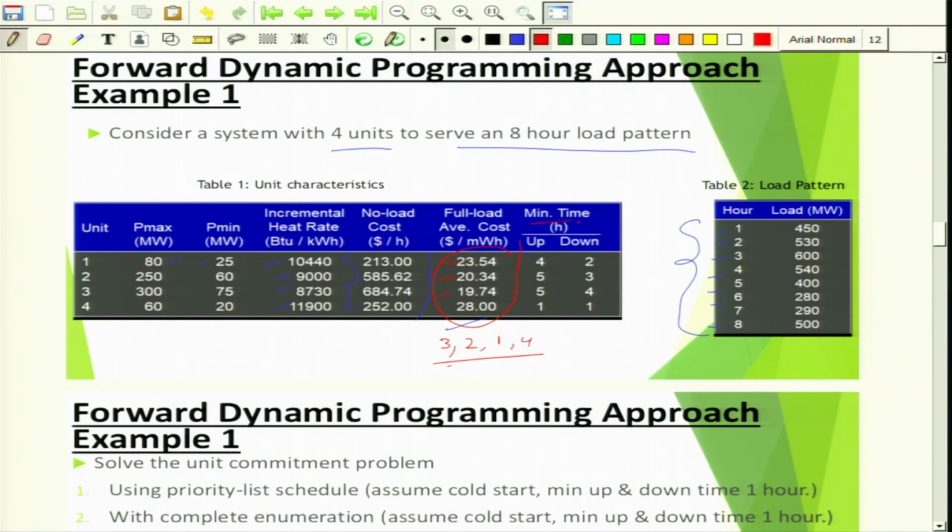And there is a minimum uptime and downtime. I hope you remember what is minimum up and downtime. Minimum uptime means that is a minimum time before which you can turn off the generator. Minimum downtime means this is a minimum time after which you can switch on the particular unit. So up and downtime for each generator has also been given.